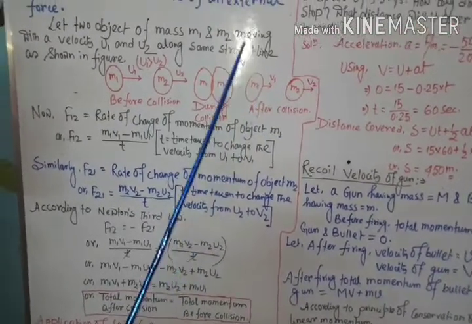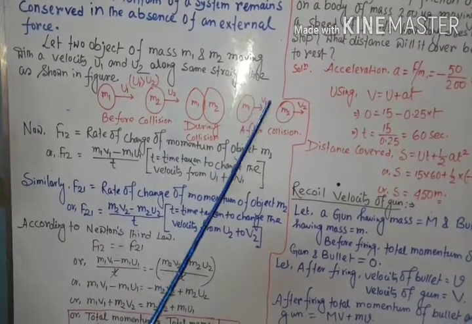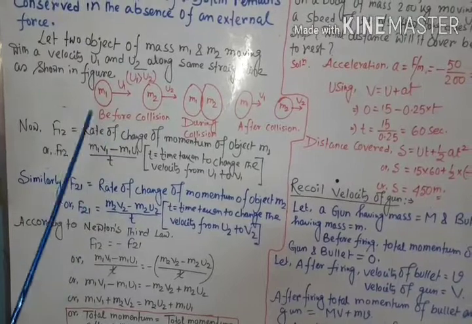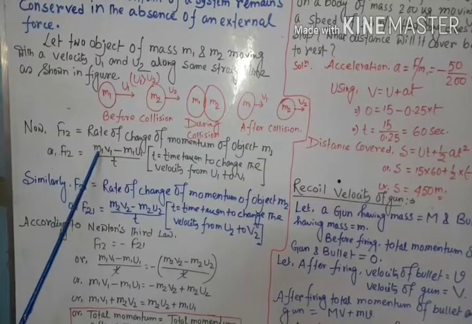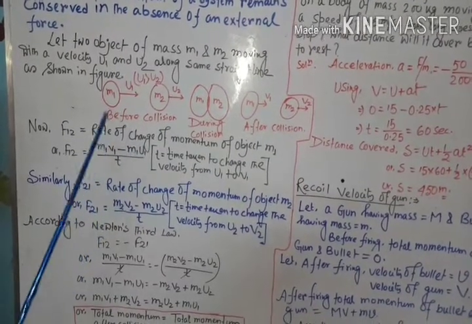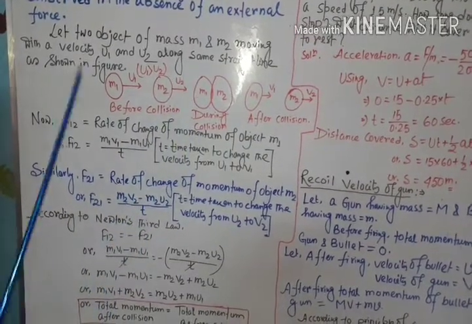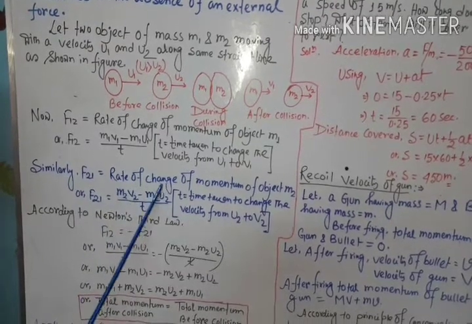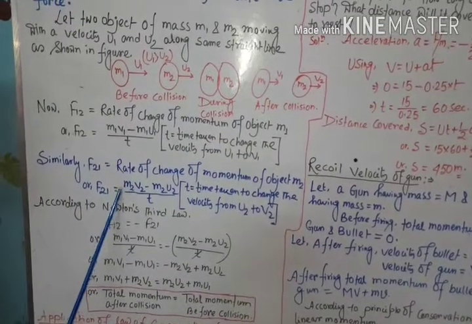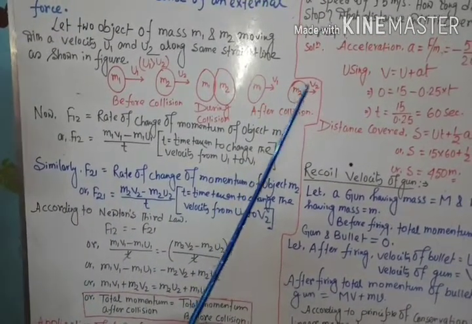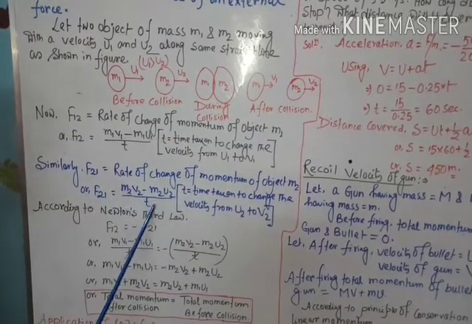Change in momentum means final momentum minus initial momentum. What is the final momentum? m1 v1, minus the initial momentum, m1 u1, divided by time taken. So F12 equals (m1 v1 minus m1 u1) by t. Clear? Similarly, the force on 2 by 1, F21, equals the rate of change of momentum of the object m2. So F21 equals the change in momentum of m2, which is m2 v2 minus m2 u2, divided by time taken.